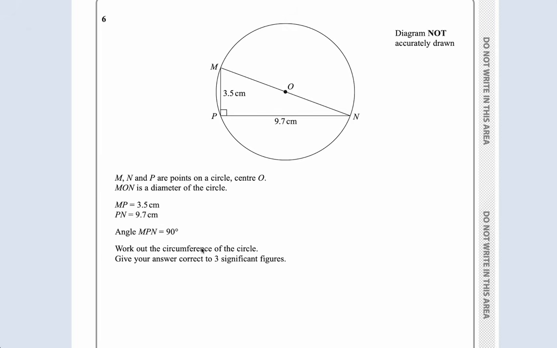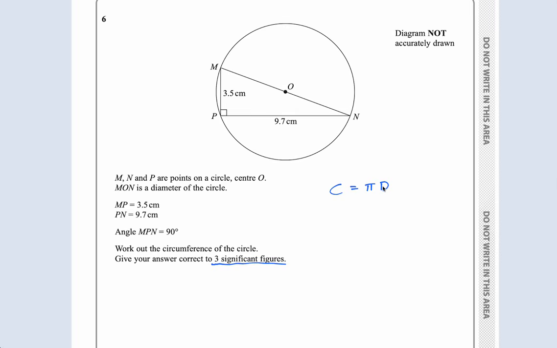Anyway, it says work out the circumference of the circle. Give your answers correct to 3 significant figures. Just make sure you do that. Okay, so how do you get the circumference of a circle? A circumference is equal to pi d, pi times the diameter. So that's how we get the circumference of a circle, or 2 pi r, which is obviously the same thing.